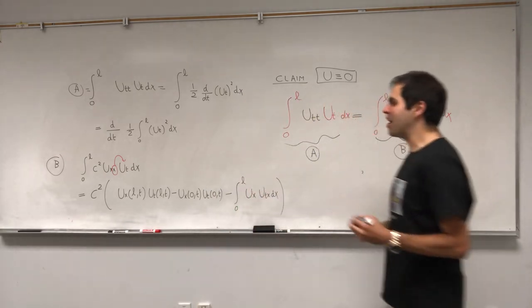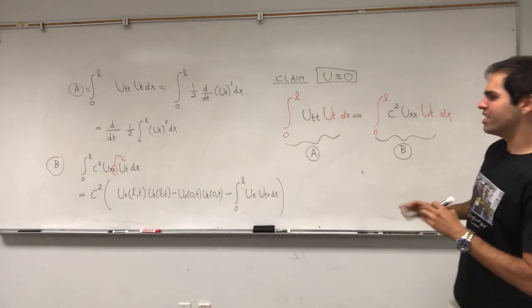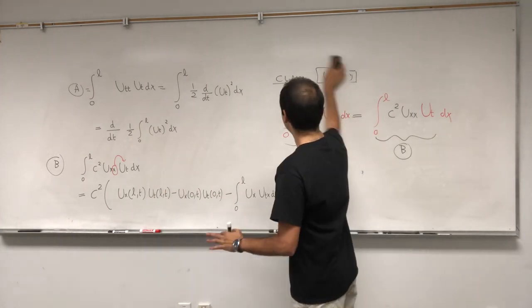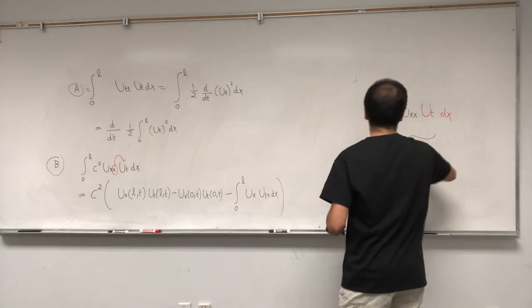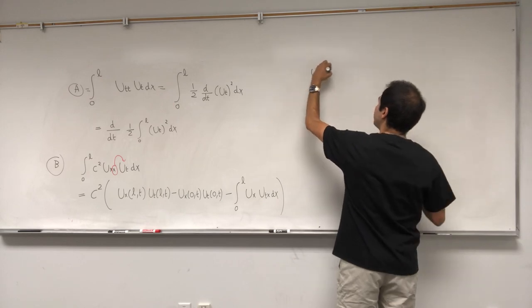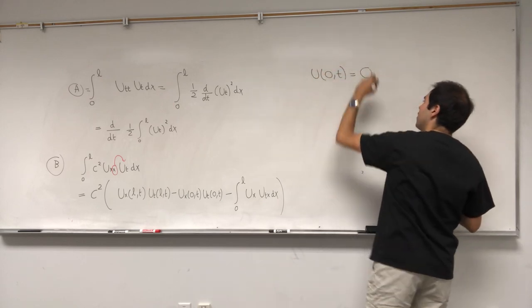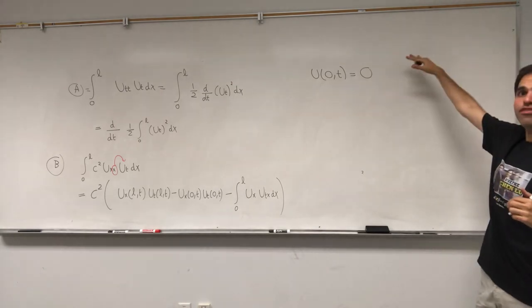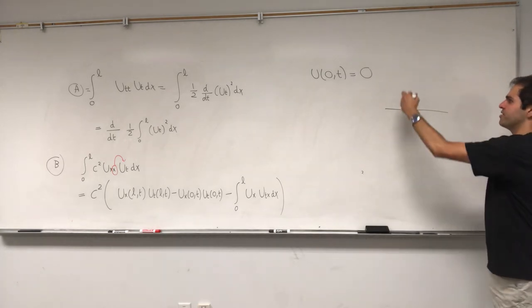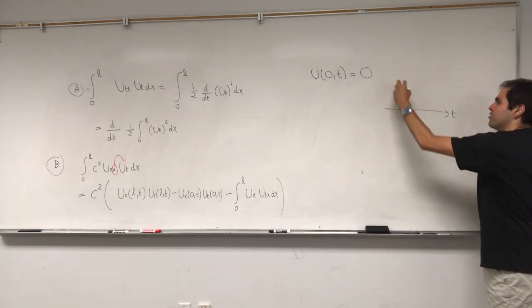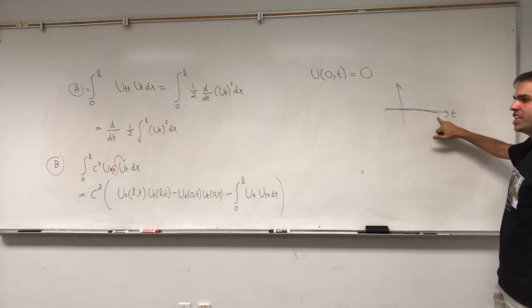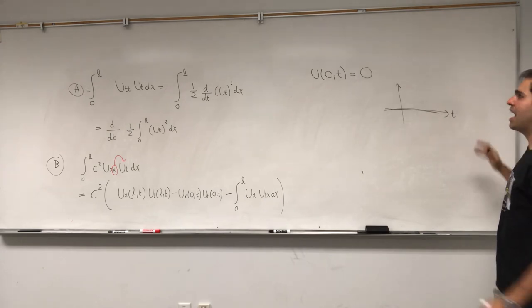And now let's look at the boundary terms. Unfortunately, we don't know if u_x is zero at the boundary, but remember, we do know the following: u(0,t) is zero. So for every time t, u at the left endpoint is zero. Again, if you plotted it as a function of time, the function is always zero. In particular, if you differentiate that with respect to t, you still get zero.